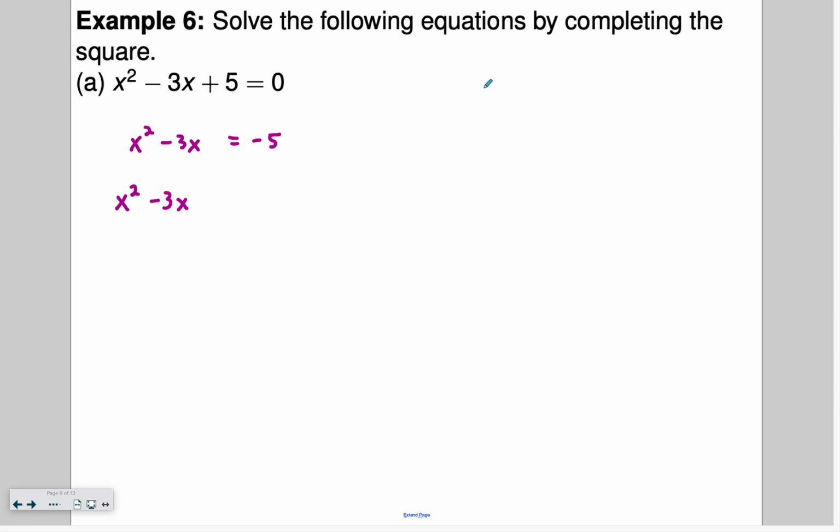Maybe we aren't removing the scaffolding. Oh no. I think it would be mean for me to do that. I would lose some people. b over 2 squared, that's negative 1.5 squared, which is 2.25. Don't believe me? Try it on a calculator. 2.25 equals negative 5 plus 2.25. Oh, that's so fun.